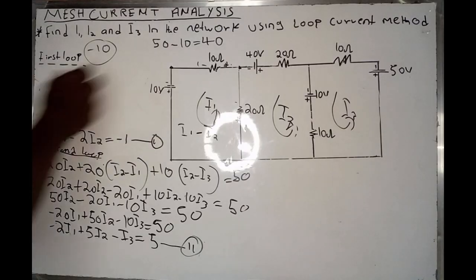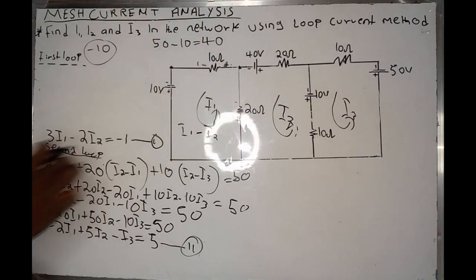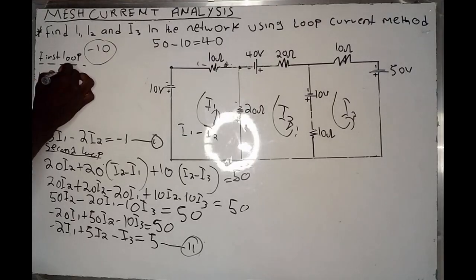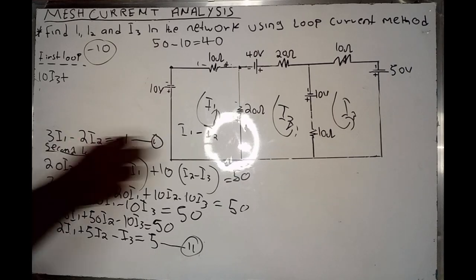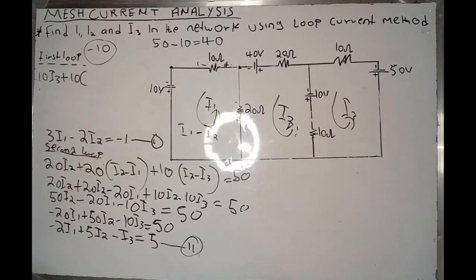For the third loop, we have the voltage of 40. So how can we form the equation with the resistance? We know we have a 10 ohm resistance by itself. So therefore we say 10 I3. Also we have to say plus, then how many resistances do we have? We're having only one resistance. So therefore plus 10 bracket.